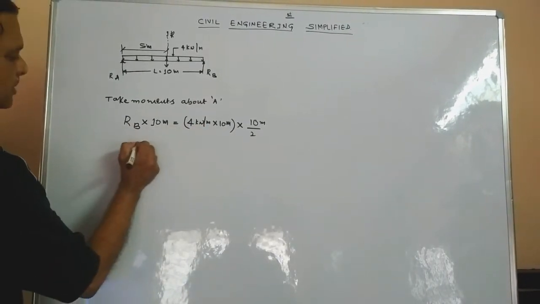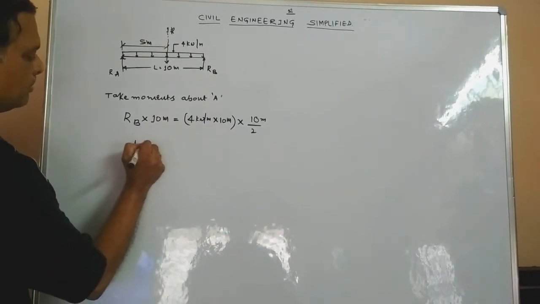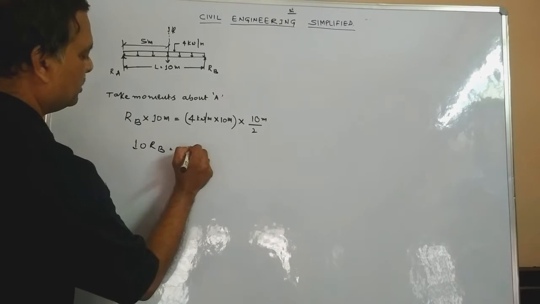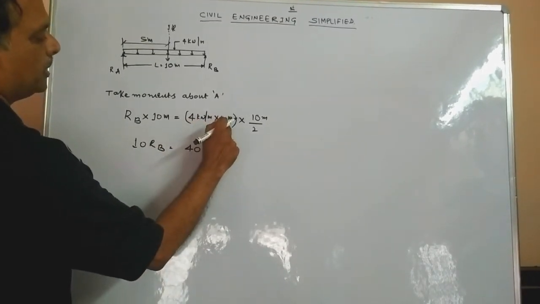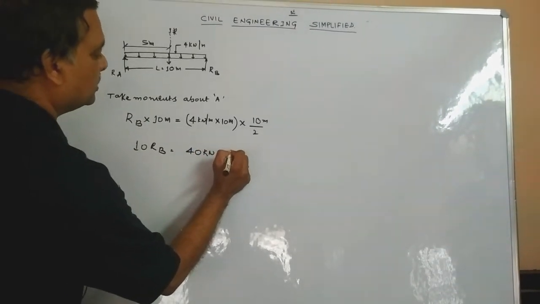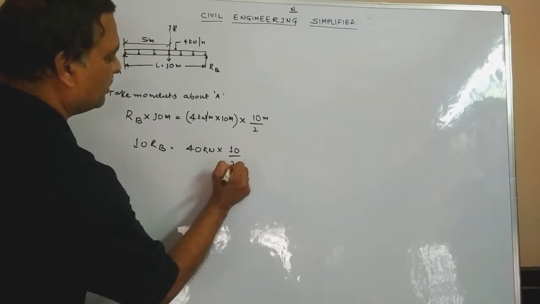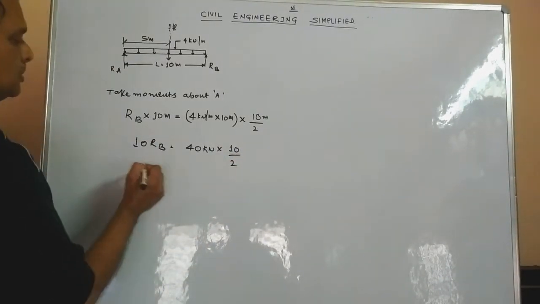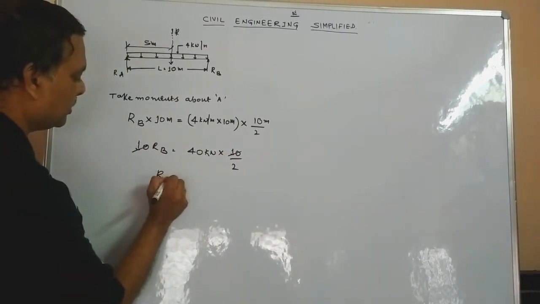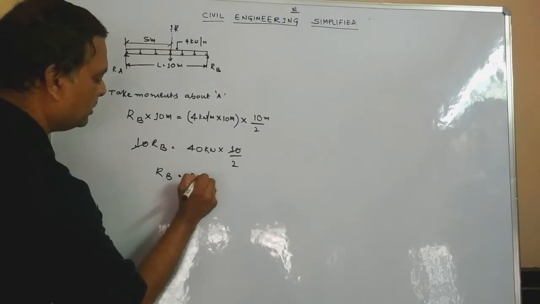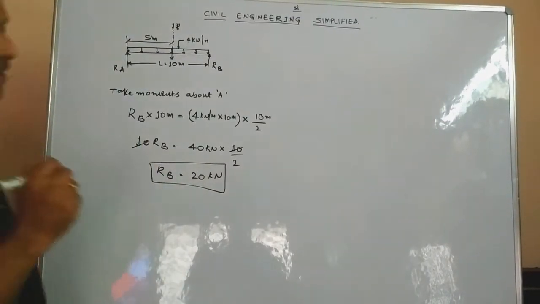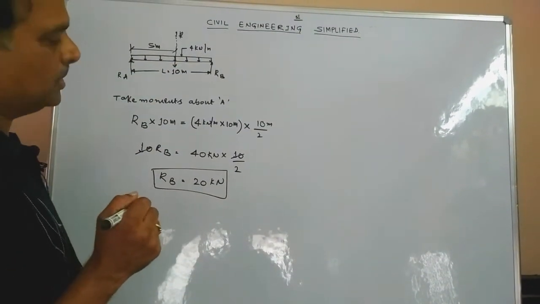So now the calculation is quite simple. 10 RB is equal to 4 into 10 is 40. Kilonewton per meter into meter will be kilonewton only, into 10 divided by 2. So this 10 and this 10 cancel out and RB works out to 20 kilonewton. So this is as far as the value of RB is concerned.